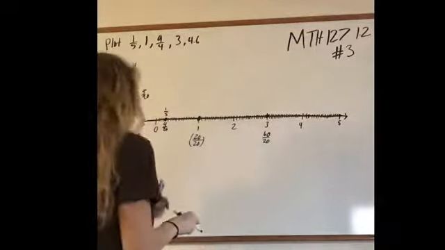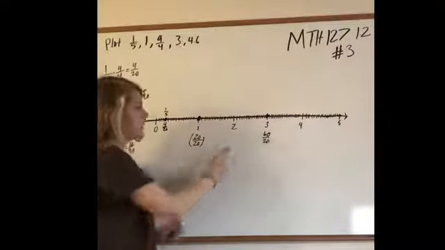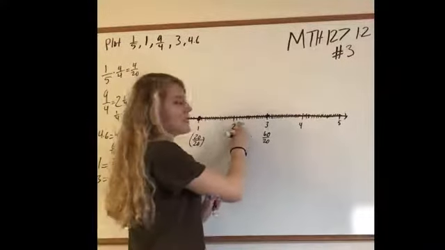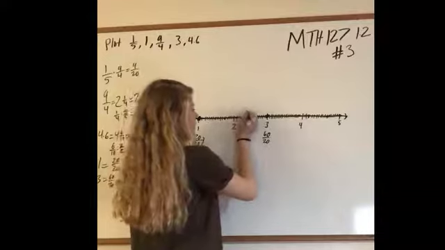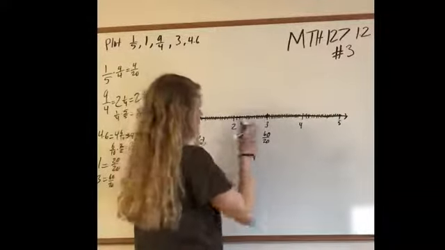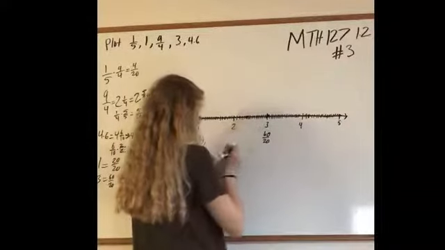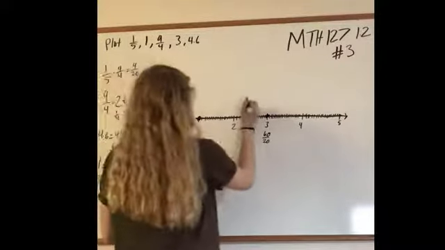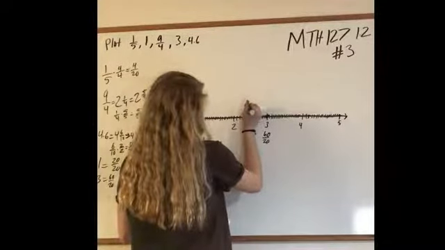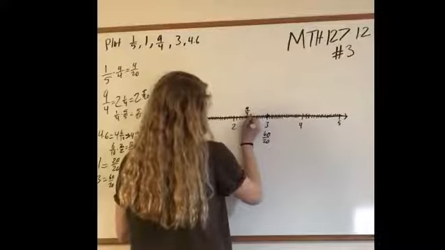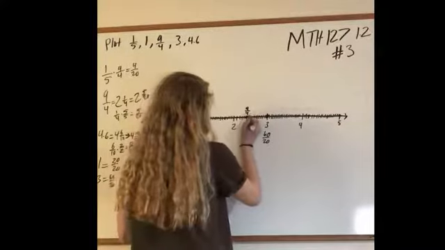The next would be 9/4, so that would be 2 and 5/20. So we're going to count 5 tick marks after 2. So it'd be around here, which is 9/4, or 2 and 5/20.